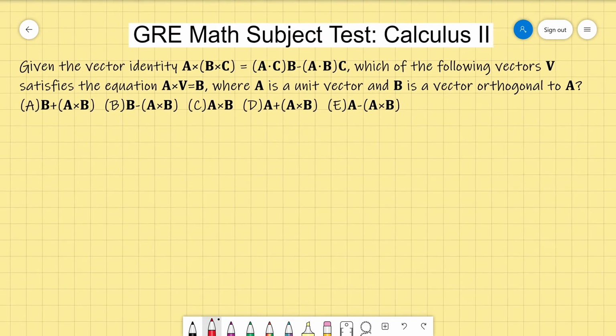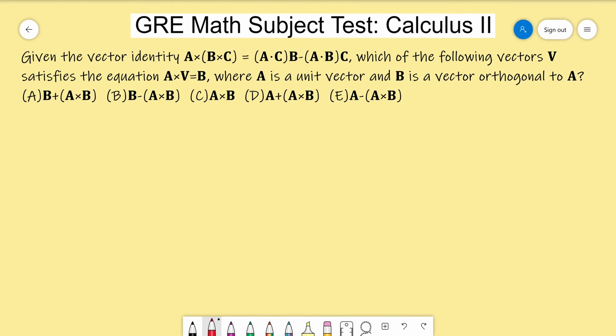So this question is a little bit confusing because we are given a vector identity, that's this right here, A cross B cross C equals A dot C times B minus A dot B times C. And because it's a vector identity, it's true for any three vectors, A, B, and C. And then we're asked to find this vector V that satisfies A cross V equals B, for a specific A and B, where A is a unit vector and B is a vector orthogonal to A.